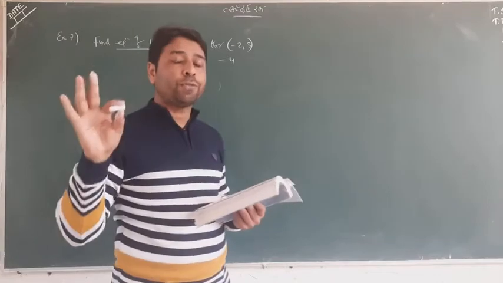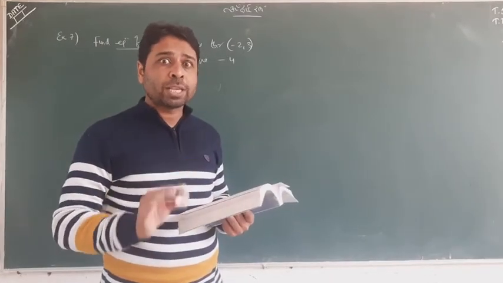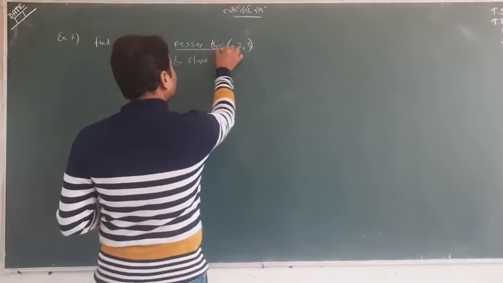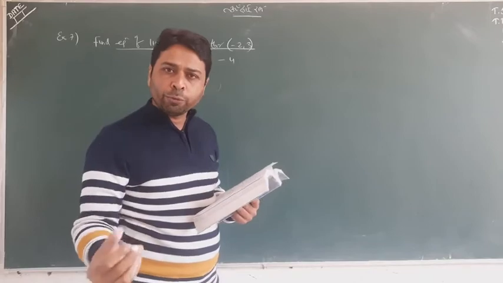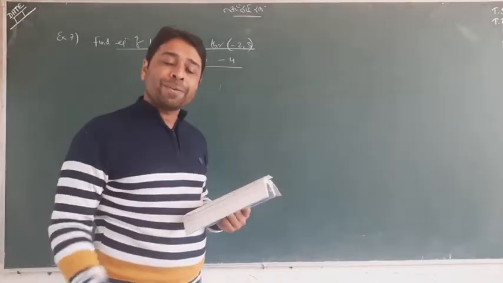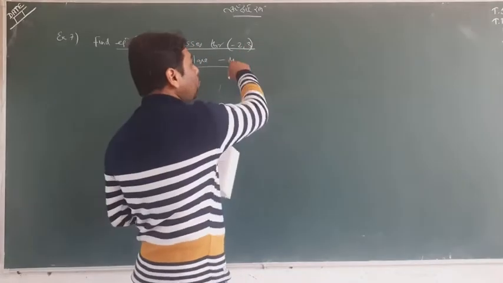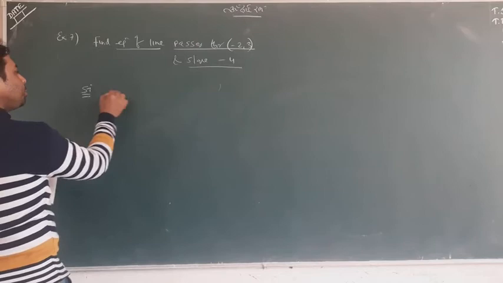Definitely we have 5 types of line equations. So first, what is given? Given that the line passes through one point, definitely the one-point form will be used, where the slope is given as -4. So definitely we'll use the point-slope form. You know, so I'll start my solution.